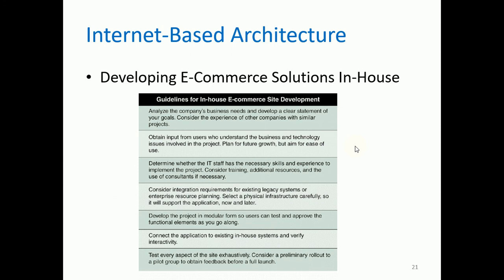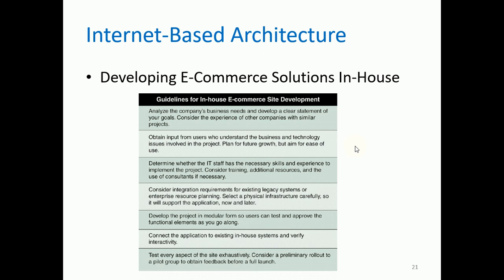The next is consider integration requirements for existing legacy systems or enterprise resource planning. As I've said, if your company has a legacy system, you have to consider the interfacing so that there will be no problems with integration between the new system and the legacy system. Select a physical infrastructure carefully so it will support the application now and later. Okay, next. Develop the project in modular form so users can test and approve the functional elements as you go along. So you have to develop the project not as a whole, for example, testing it only after you've already finished the project. You have to develop it by unit, and then test it individually so that you can pinpoint earlier the bugs and problems that you will encounter while developing the system.